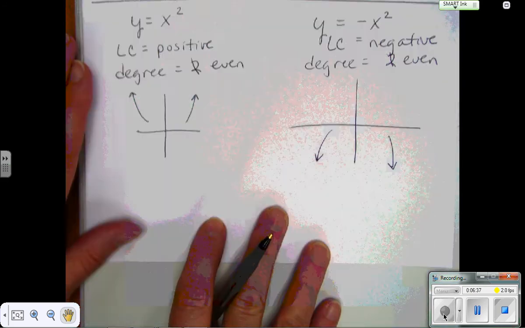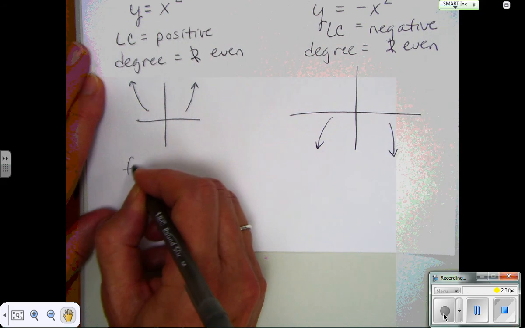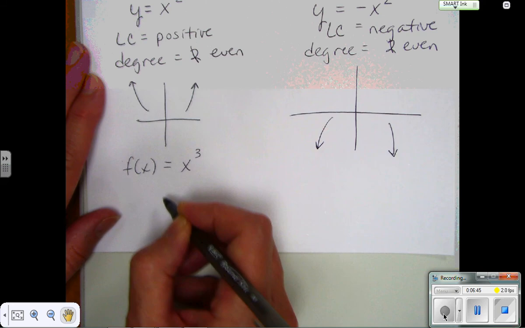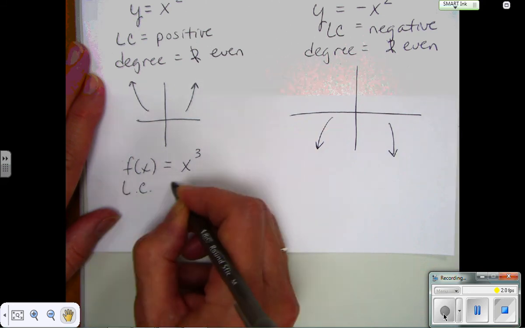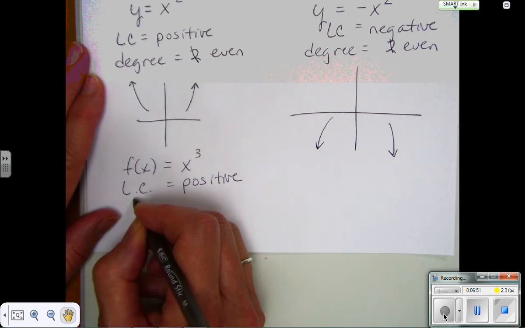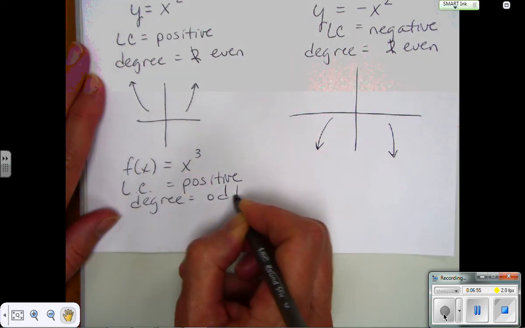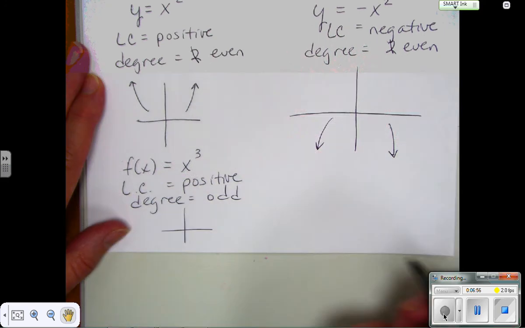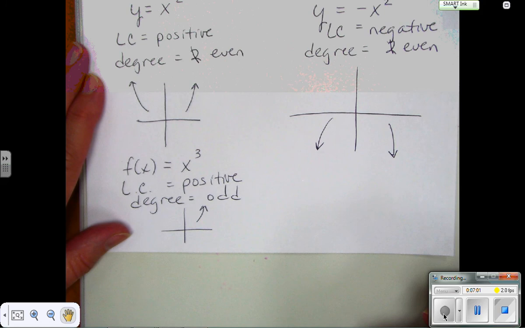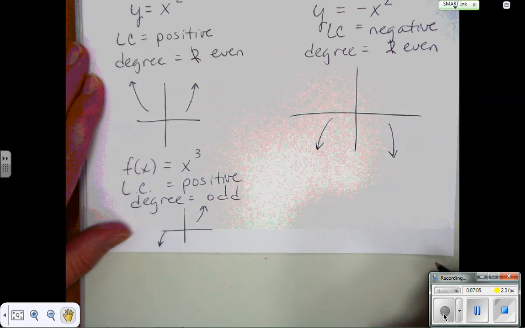Okay, so what if you have an odd degree? Let's say f of x, which is also y, equals x to the third. So your leading coefficient is positive. Degree is odd. So since the leading coefficient is positive, the right side is going to go up. Since the degree is odd, the left side is going to go down.